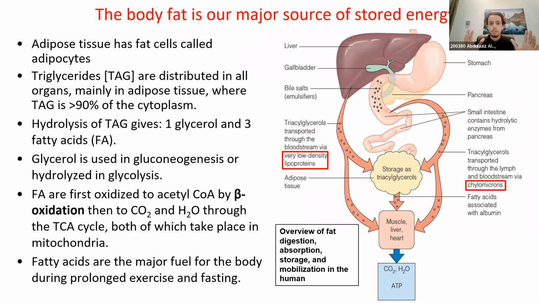And then free fatty acids, as we're going to talk about today, are oxidized to what we call acetyl-CoA. And this is through beta oxidation. And this can give us much more energy, which is why fat in general is the main source of stored energy in the body, especially during prolonged fasting, as we will see.